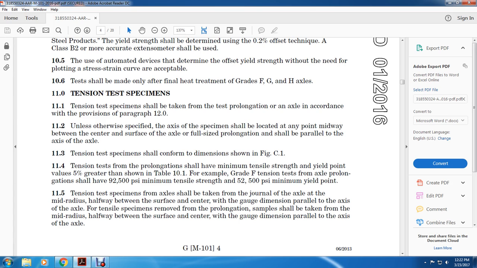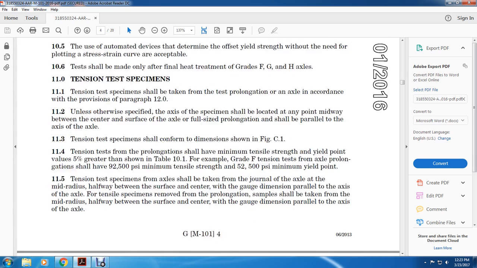Our tension test specimens for the axle shall be taken with the journal of the axle and the minimum radius halfway between the surface and the center of the gauge dimension parallel to the axis of the axle. For tension specimens, remove the propagation sample, which must be taken with the minimum radius halfway between the surface and the center of the gauge dimension parallel to the axis of the axle.